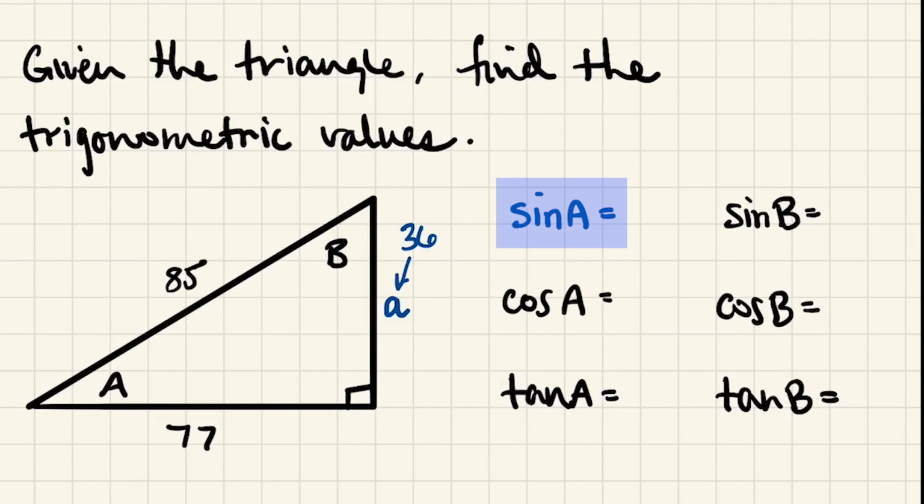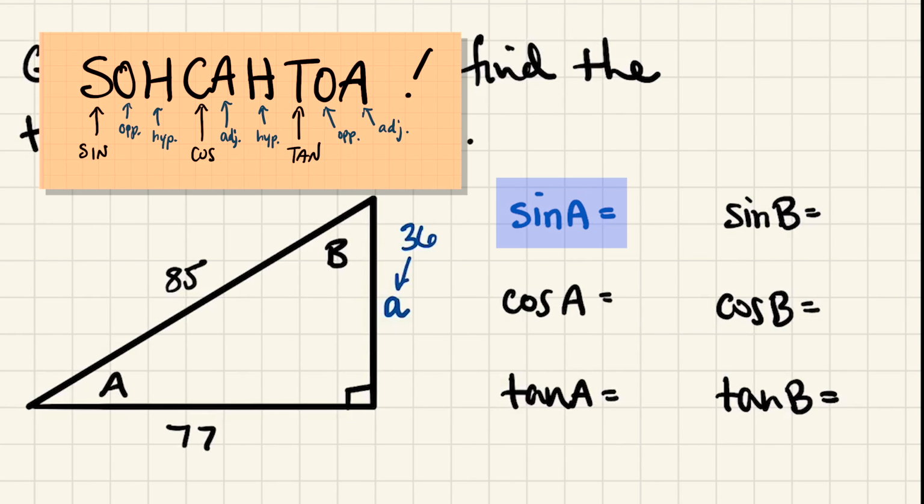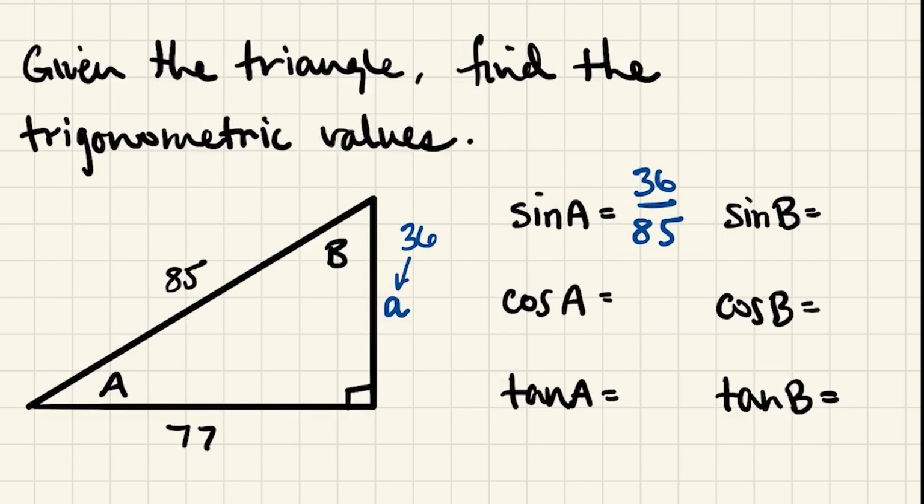So sine of A. All right, well, let's remember SOHCAHTOA. So sine is opposite over hypotenuse. So for angle A, the opposite side is 36, and the hypotenuse is 85. So sine of A is 36 over 85.